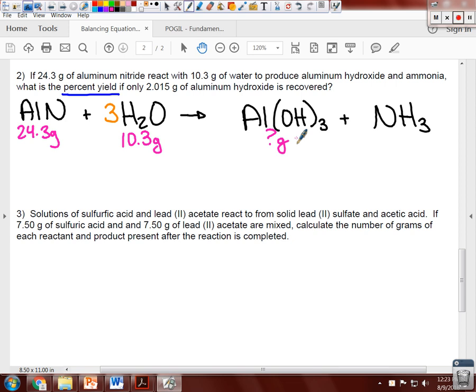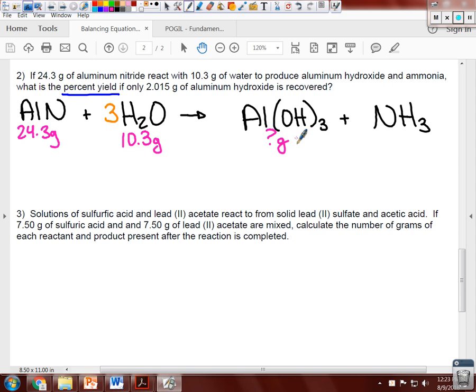Hold that thought, that's where we're going. So, my question, if he did not ask that question, is I've got so many grams of aluminum nitride, I've got so many grams of water, and I have to get an aluminum hydroxide. Which one do I pick? You don't know yet. That's the issue. You've got to find the limiting reactant.